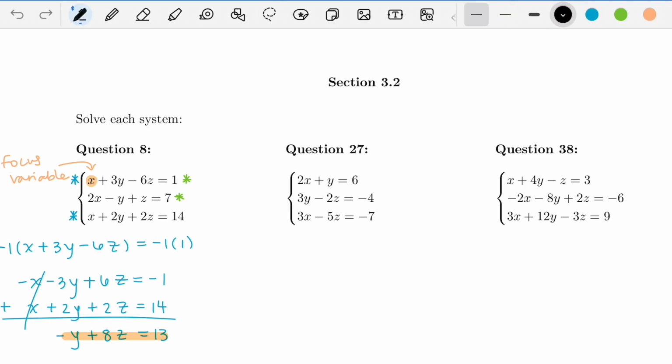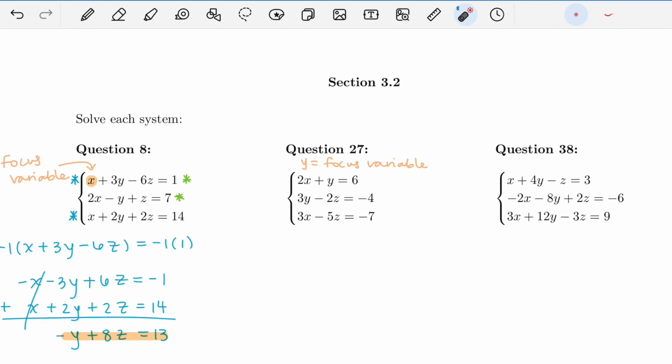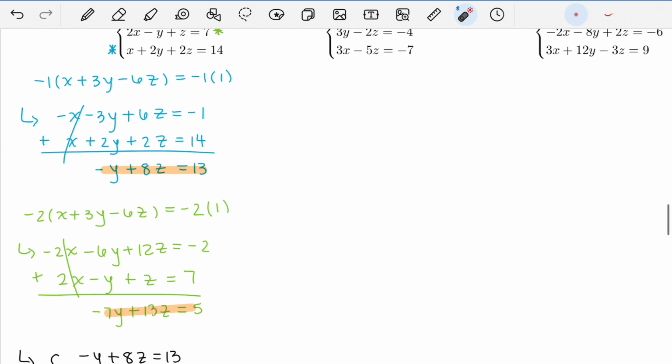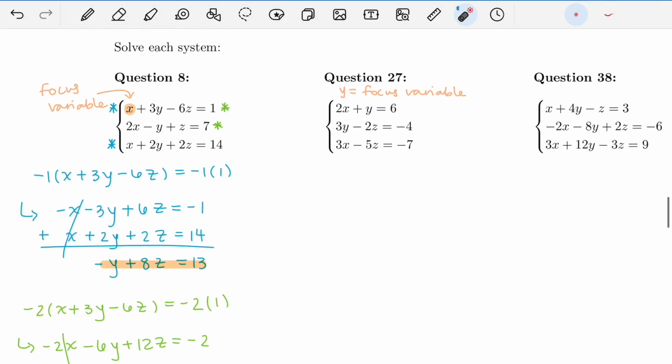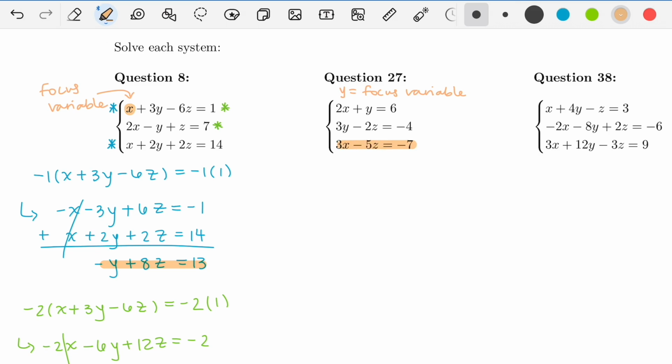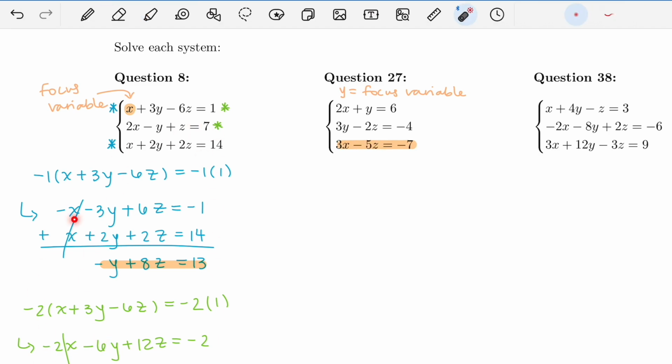Now, we're again going to pick a focus variable, and I'm going to pick y. So this means what we want to do is eliminate y and get 2 equations that don't have our y variable, and then solve the system of 2 linear equations, just like we did in the last example. But if I pick y to be my focus variable, notice that we already have one equation that doesn't have the variable y. So that means this process that we did in the last example, we only need to do it once.